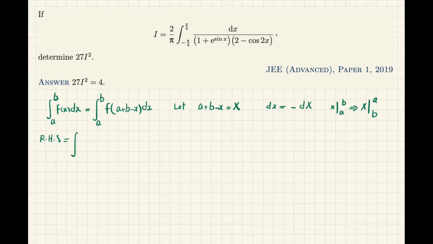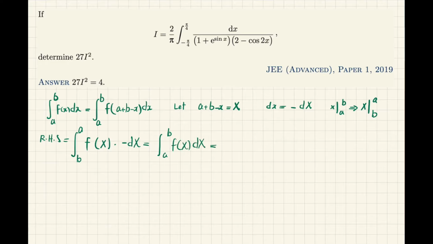Instead of from a to b, the integral in terms of the new variable goes from b to a, and then I will have f. Instead of a plus b minus x, I simply put capital X, and instead of d little x, I put minus d capital X. Then of course I will use this negative sign to interchange these two limits. So this becomes the integral from a to b of f of capital X d capital X.